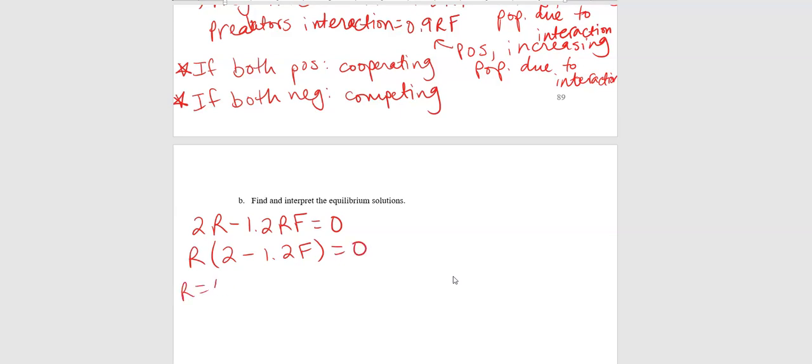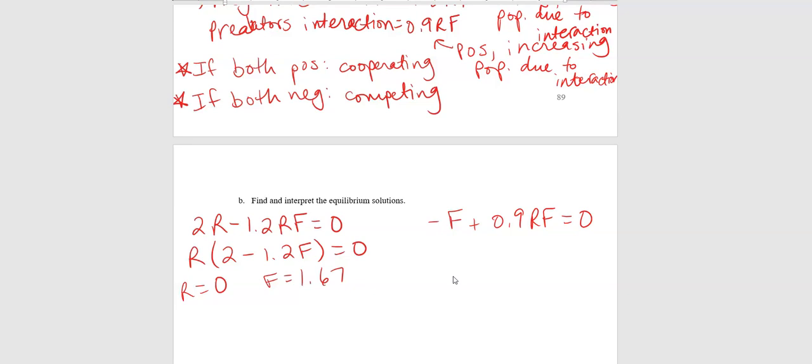So I'm going to have 2 solutions here. Obviously, r equals 0 is a solution. And then if we set 2 minus 1.2f equal to 0, we would get a solution of 1.67. Now, these are half of my solutions. Let me go ahead and plug these into the other equation. So remember, my other equation was negative f plus 0.9rf, and we want to know where that also equals 0.